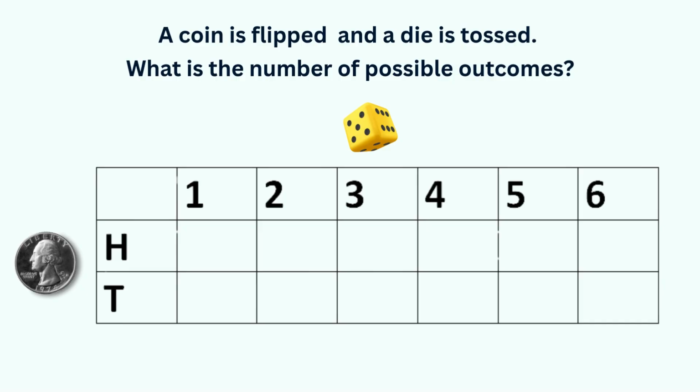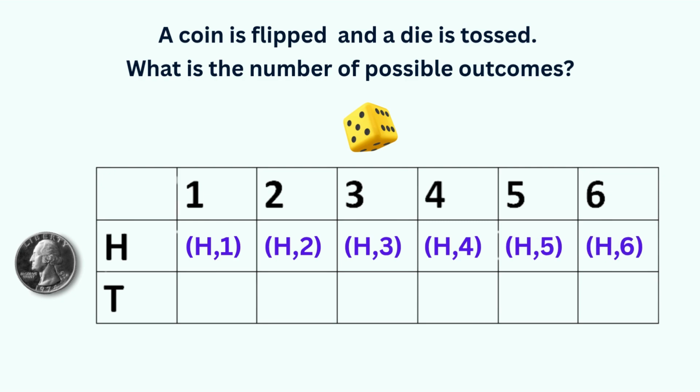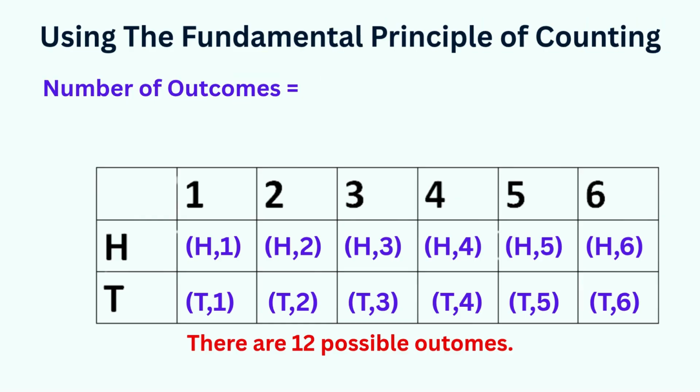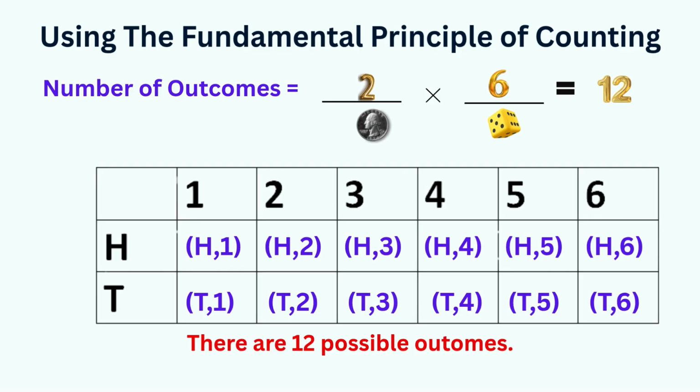To find the total number of possible outcomes when both events happen together, we pair heads with each outcome on the die, then pair tails with each outcome on the die. Notice we end up with a total of 12 possible outcomes. An easier way of getting the total number of possible outcomes is to simply use the fundamental counting principle and multiply the number of outcomes on the coin times the number of outcomes on the die. That's 2 times 6 equals 12 possible outcomes.